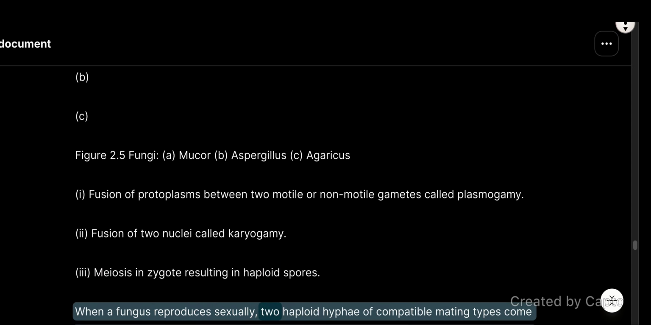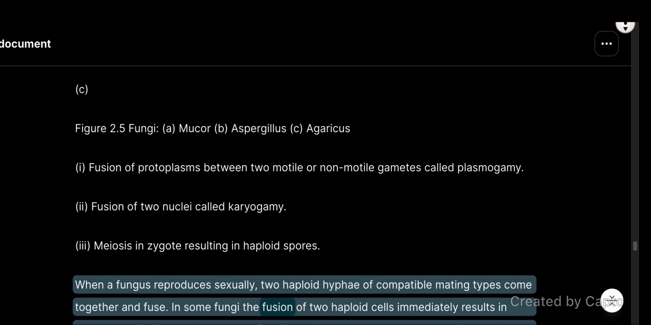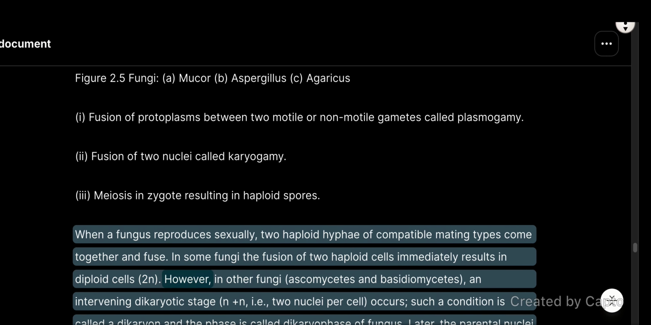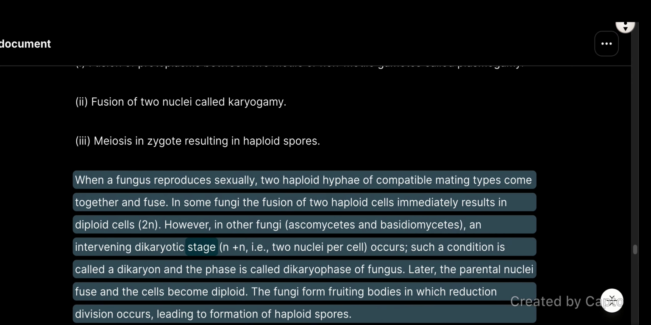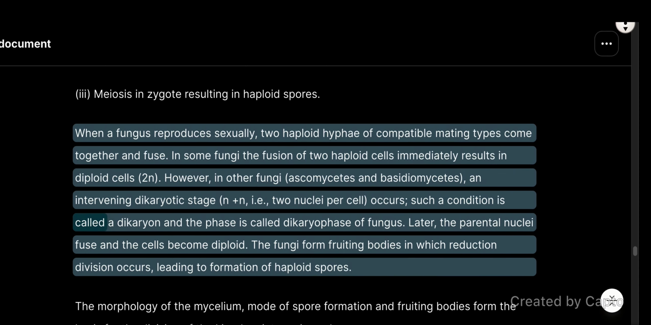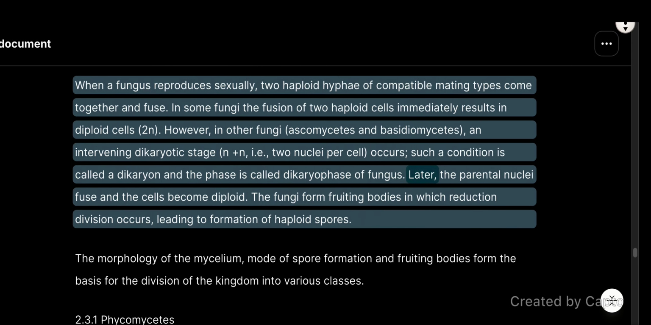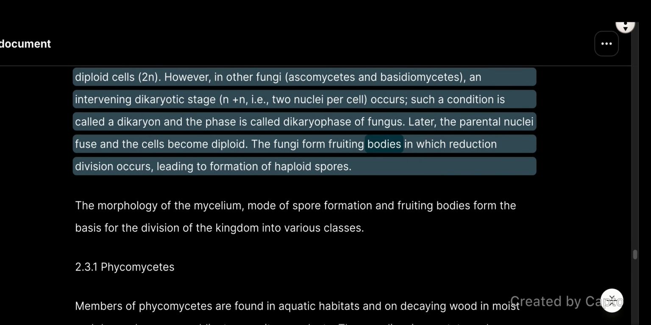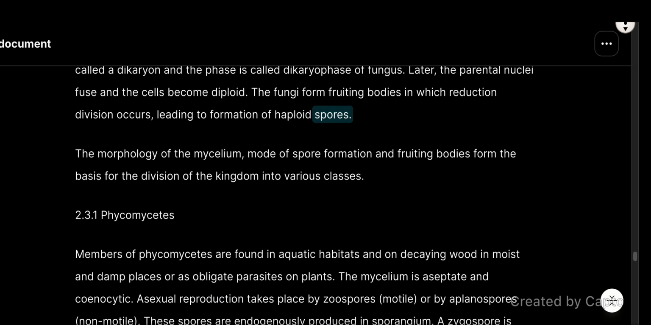When a fungus reproduces sexually, 2 haploid hyphae of compatible mating types come together and fuse. In some fungi, the fusion of 2 haploid cells immediately results in diploid cells, 2N. However, in other fungi, ascomycetes and basidiomycetes, an intervening dikaryotic stage, N+N, that is 2 nuclei per cell, occurs. Such a condition is called a dikaryon, and the phase is called dikaryophase of fungus. Later, the parental nuclei fuse and the cells become diploid. The fungi form fruiting bodies in which reduction division occurs, leading to formation of haploid spores.